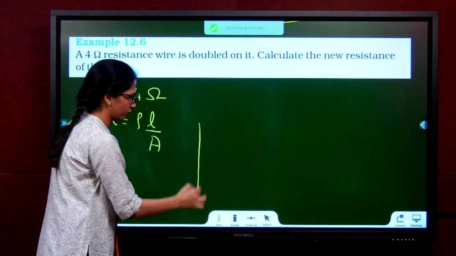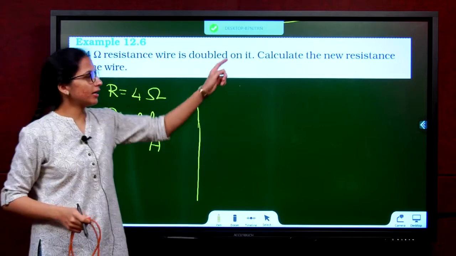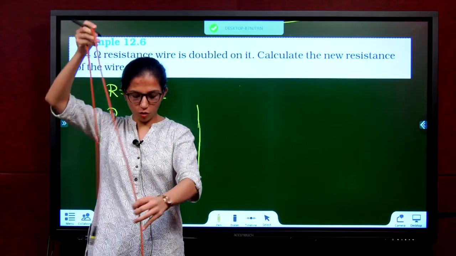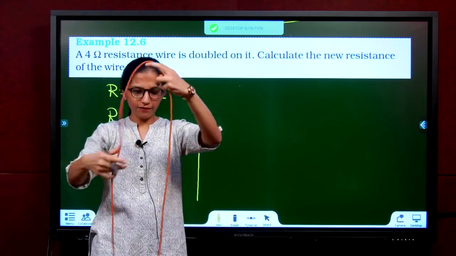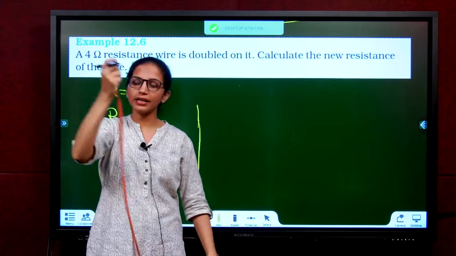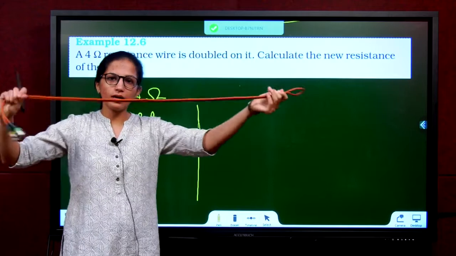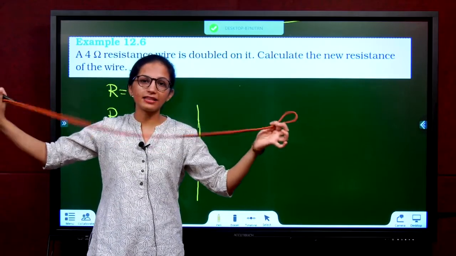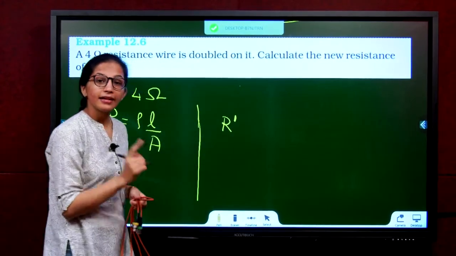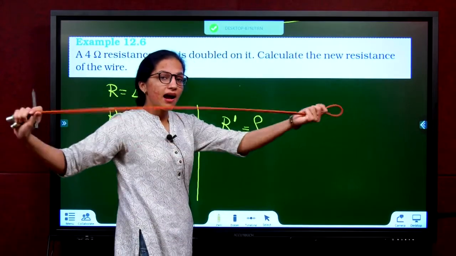Now the new case. All of you please observe. In the new case, it is doubled on itself. If this is a wire and I double the wire on itself, see this is so long, it's so long. I double it, join it, and now I'll put new insulation outside. So all this becomes one. What happens now? The length became half. Did I change the material? No. So rho will be the same, but the length became half.